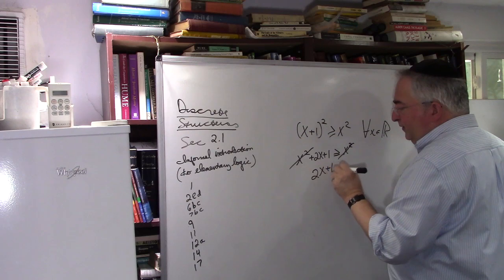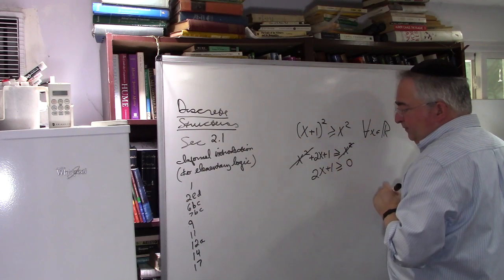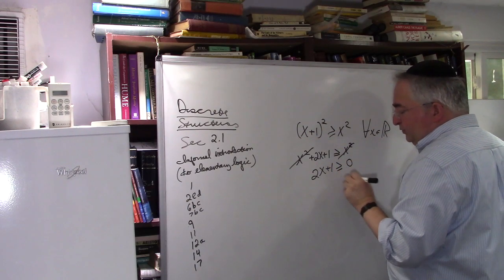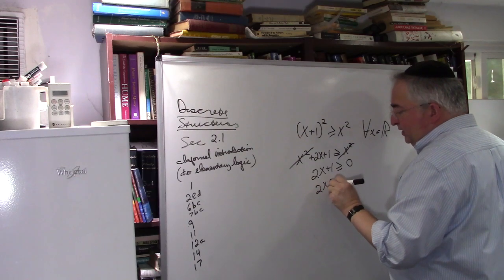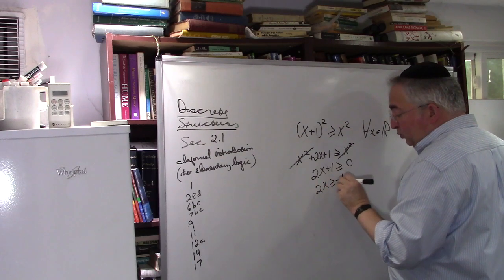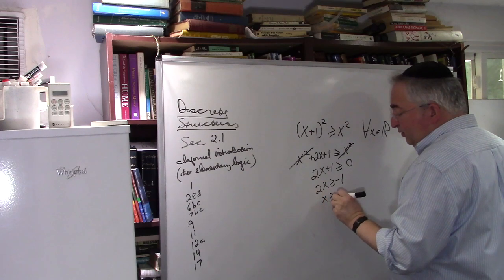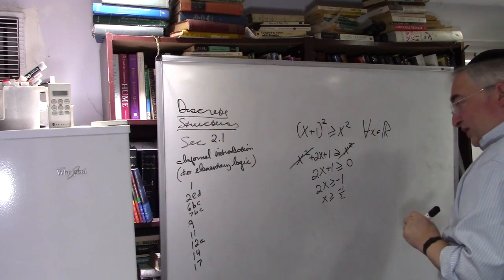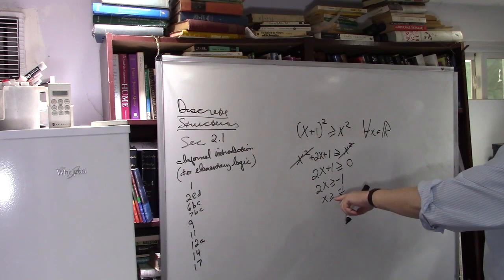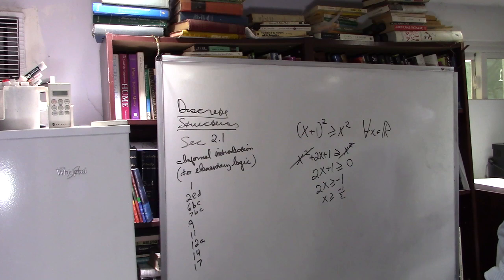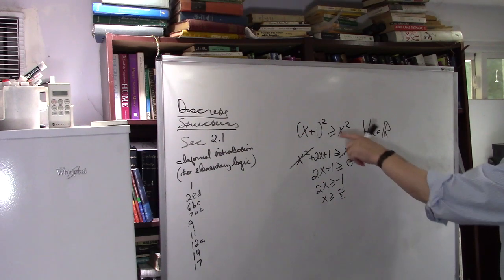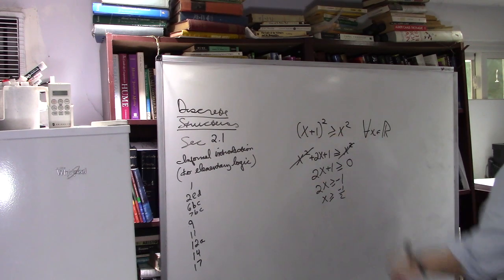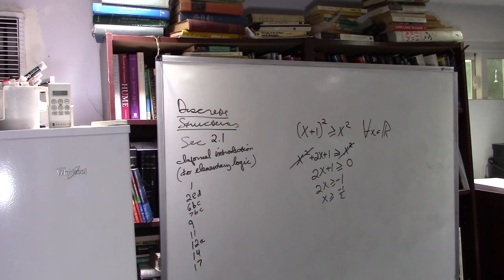2x plus 1 is greater than or equal to 0. When is this true? Minus 1 on both sides, you get 2x is greater than or equal to -1. x is greater than or equal to -1/2. So this is true whenever x is more than negative a half. So in particular, for all positive numbers, it's true. Okay, great. Next, we did 11.